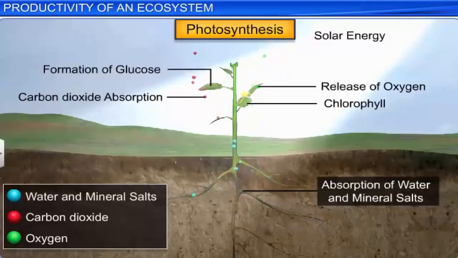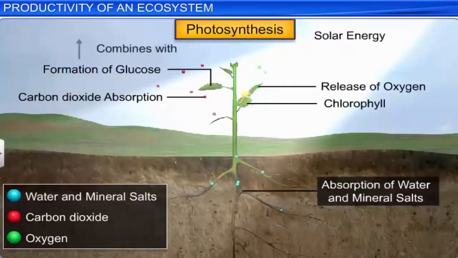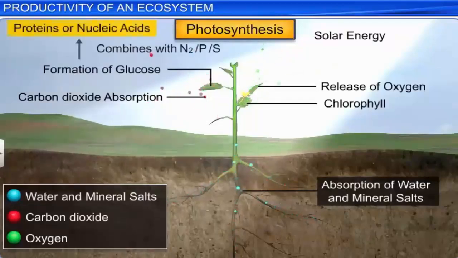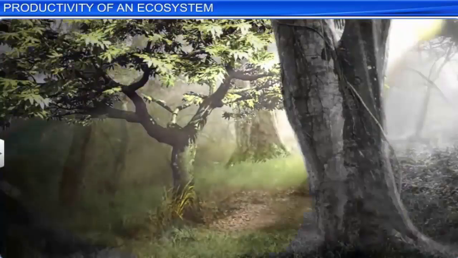The glucose thus produced is converted into starch for storage in plants, or may be combined with other nutrients such as nitrogen, phosphorus or sulfur to produce other complex molecules such as proteins or nucleic acids, and is stored as biomass. Therefore, the amount of biomass produced per unit area by plants through photosynthesis is called primary production.